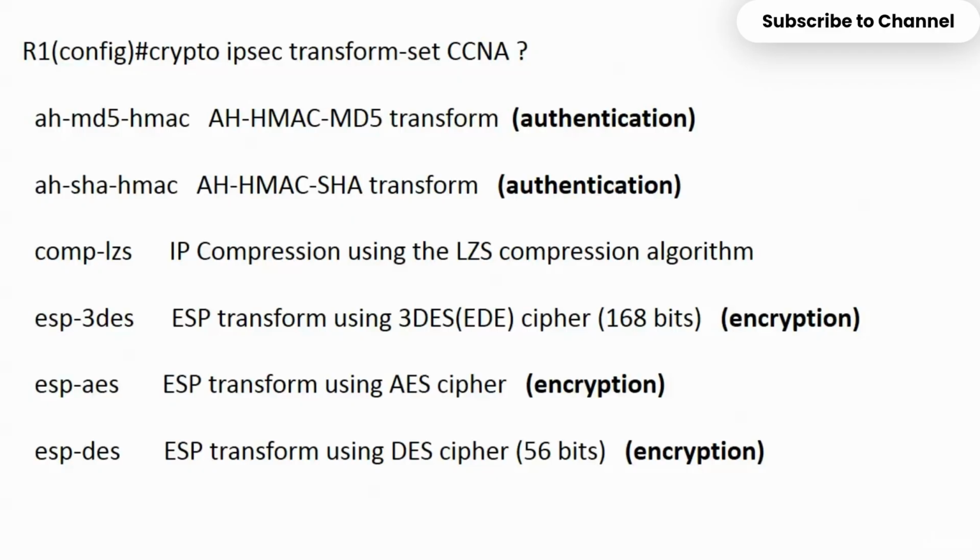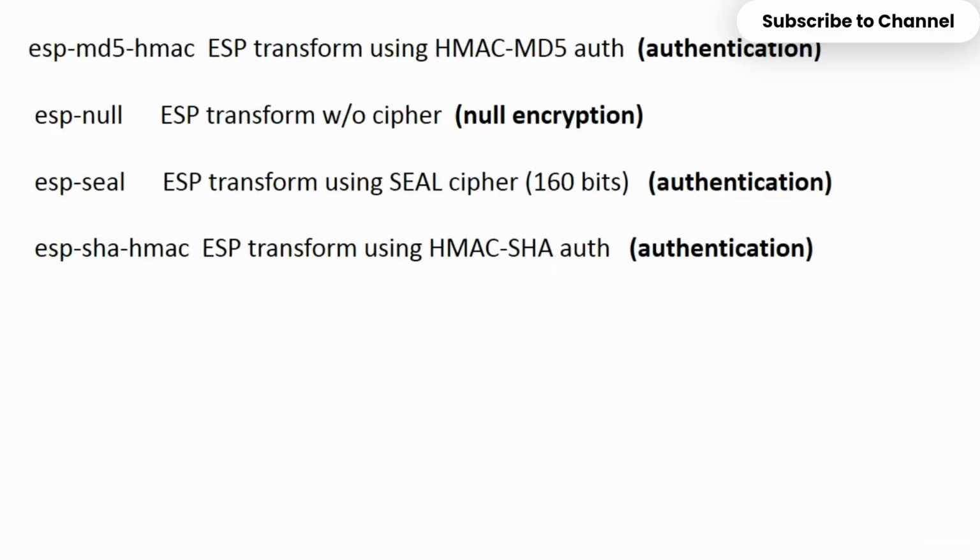So crypto IPSec transform set is the command. Then I'll be asked to name it, and then I used IOS help to see the options. And we see a couple of AH options there. They're both authentication options, one using MD5 and one using SHA. There's our IP compression algorithm option, and quite a few ESPs here, and these are all encryption. You'll see they're using ciphers that we've talked about before with DES, 3DES, and AES. And we've got another authentication here using MD5, and then you have a null encryption option, a SEAL cipher, and then finally an ESP transform using HMAC SHA authentication.